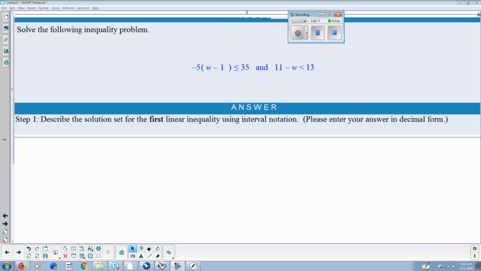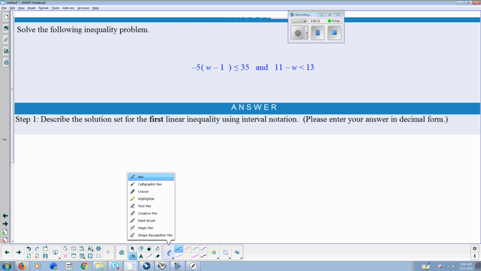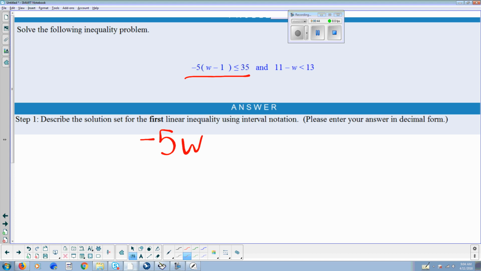Solve the following inequality problem. This is given to us in steps or in parts on our test. Part 1, we're supposed to describe the solution set for the first linear inequality. We're just looking at the first inequality, and it wants us to give our answer in interval notation. Looking at this, I will begin by distributing the negative 5. That gives me negative 5w plus 5 is less than or equal to 35.